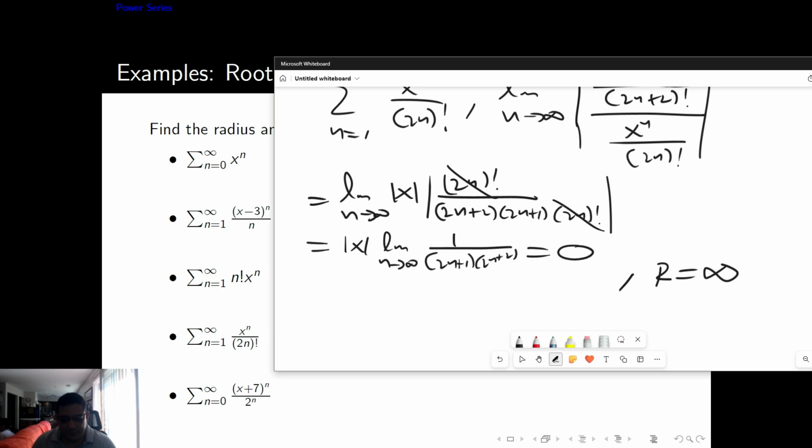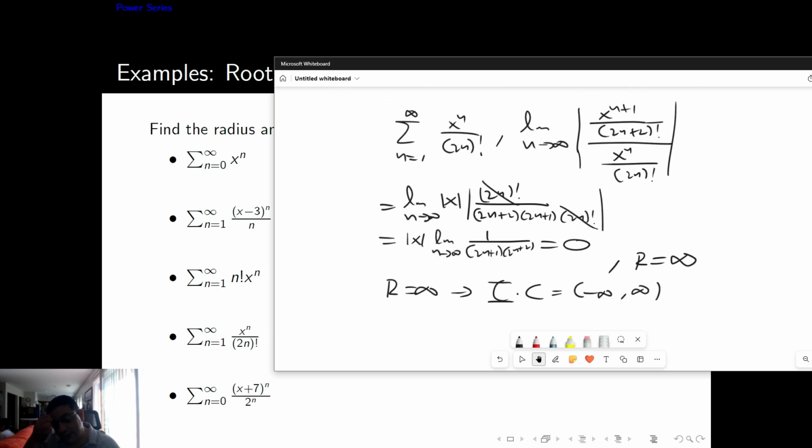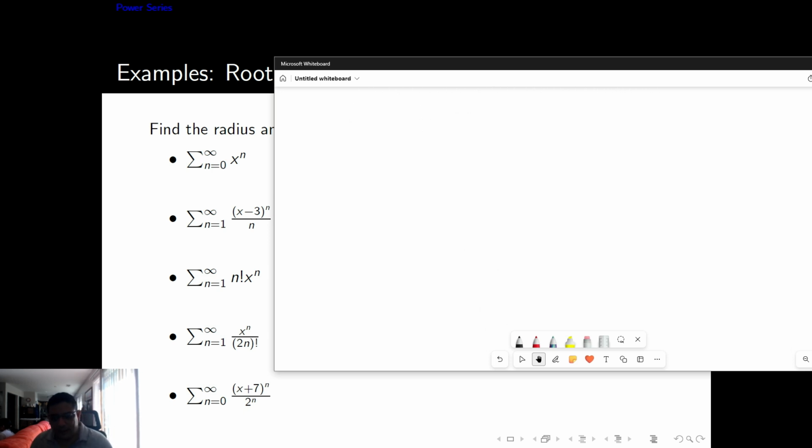So the radius of convergence being infinite implies that your interval of convergence is minus infinity to infinity. So this is convergent for all values of x. So we are in the second scenario that we were discussing before. Last but not least, we have this example here: a series for n equals 0 to infinity of (x plus 7) to the n over 2 to the n.